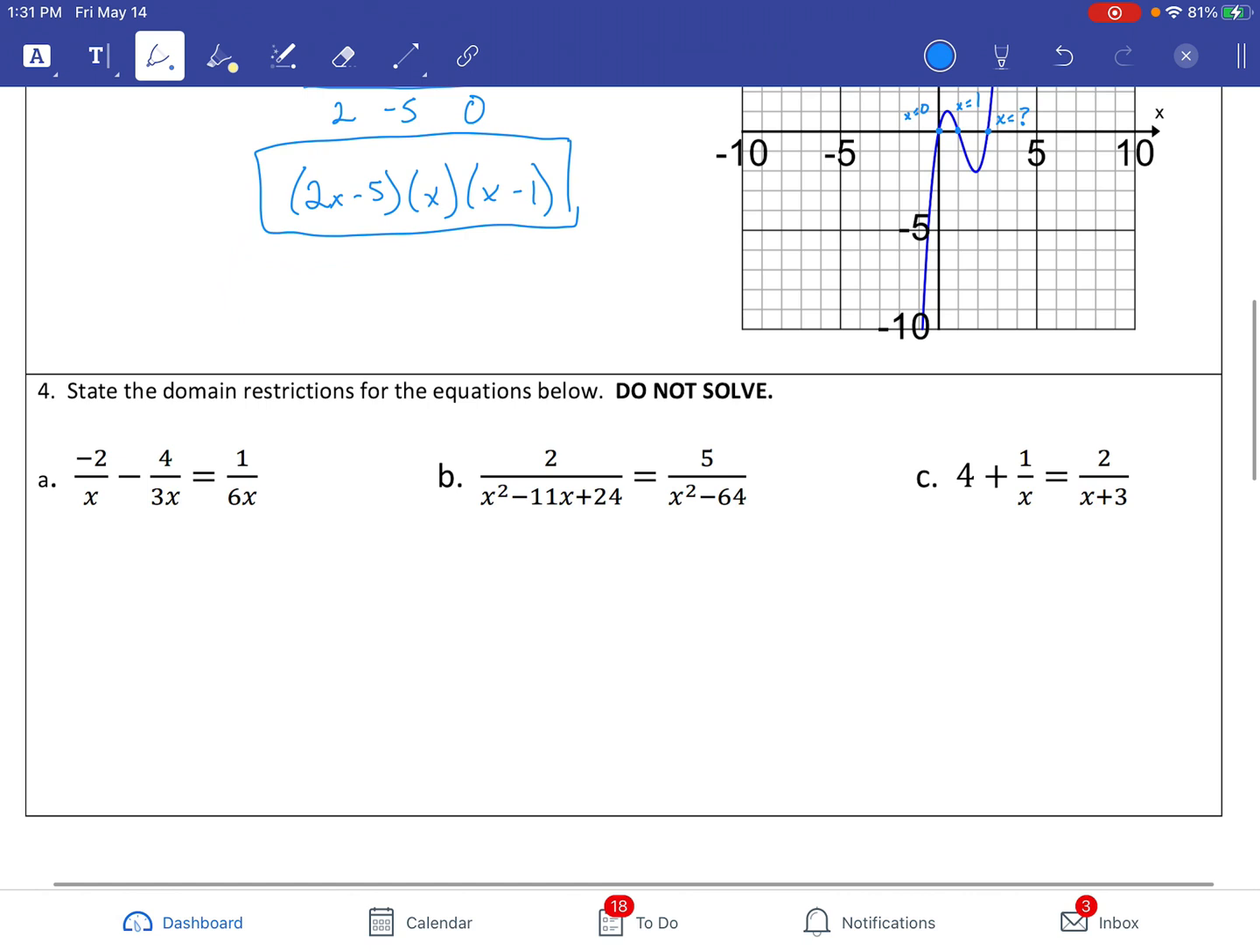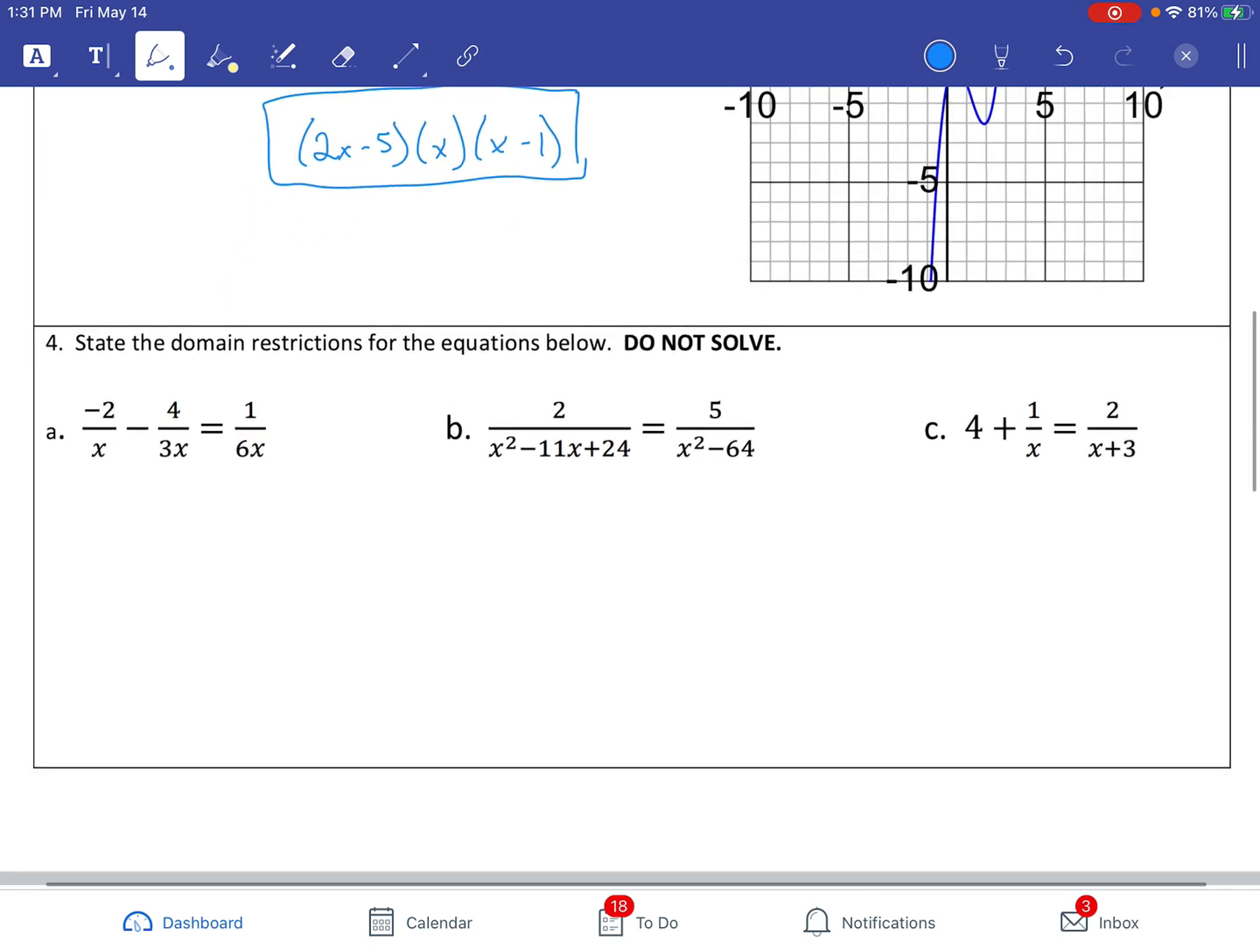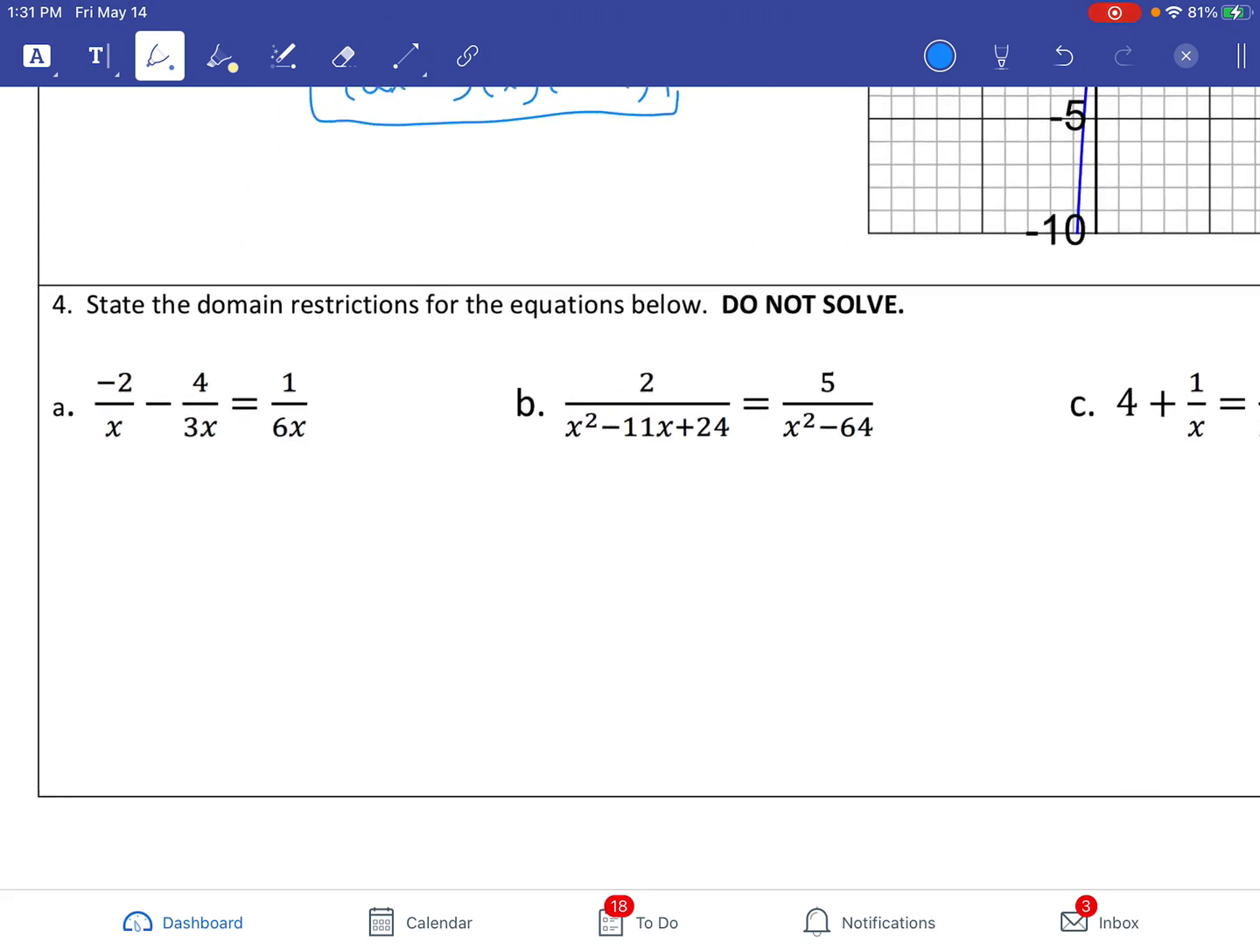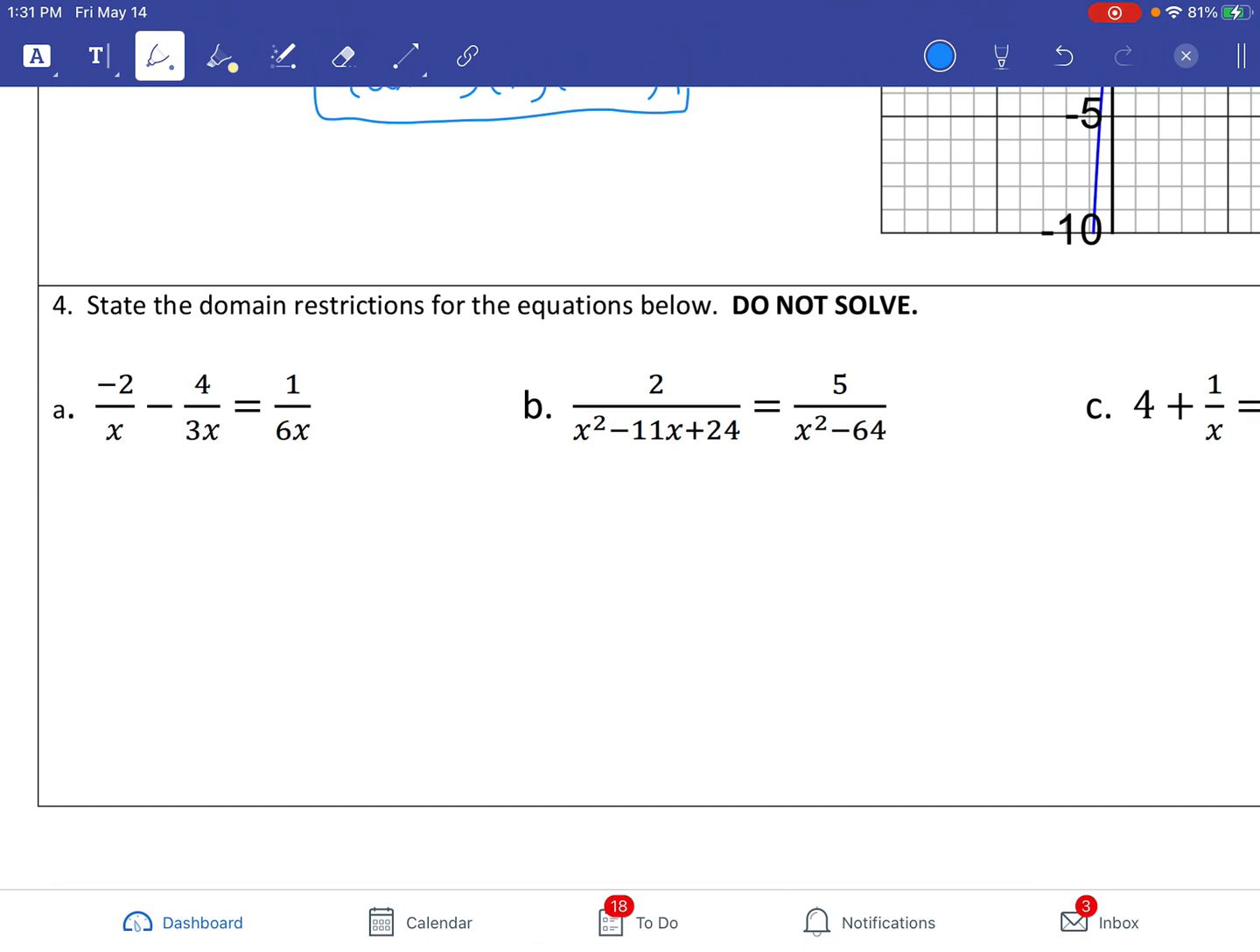Here we want to find the domain restrictions. We don't need to solve it. So we have x, 3x, and 6x. We're looking for domain restrictions. We want to know what the denominators of our fractions cannot be. All the x's are multiplied by a number, so it doesn't make a difference which one we use. x cannot equal 0. If you put 0 in for any of the denominators, you would make the fraction undefined, which is not good.